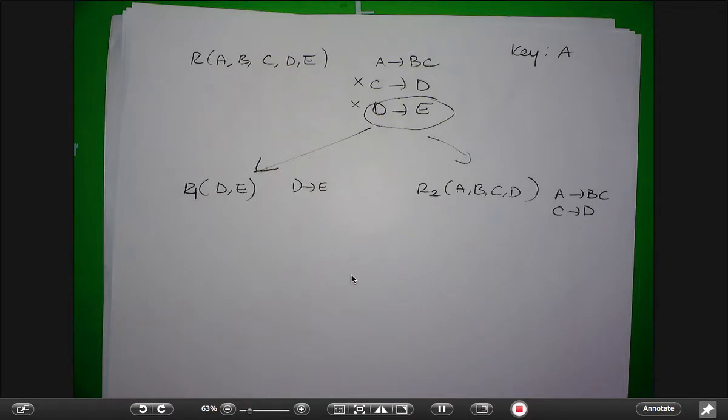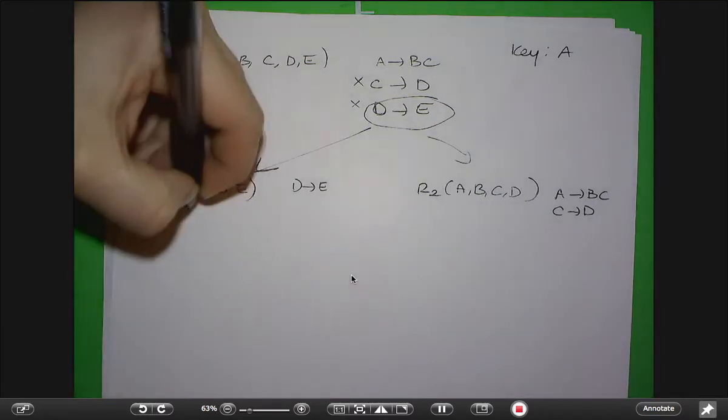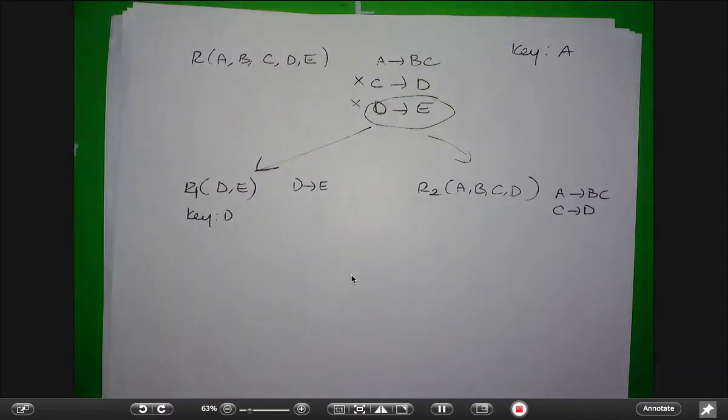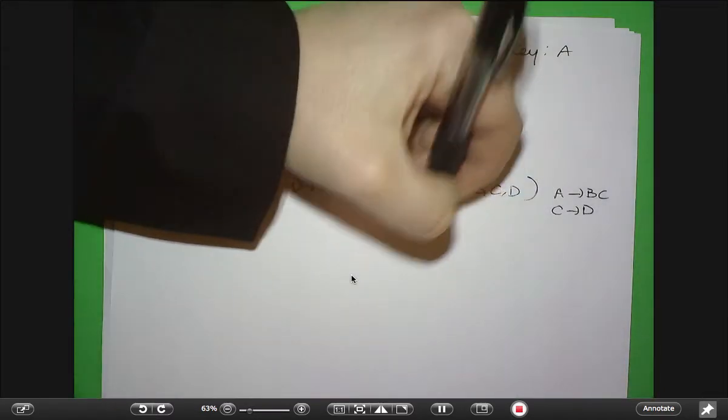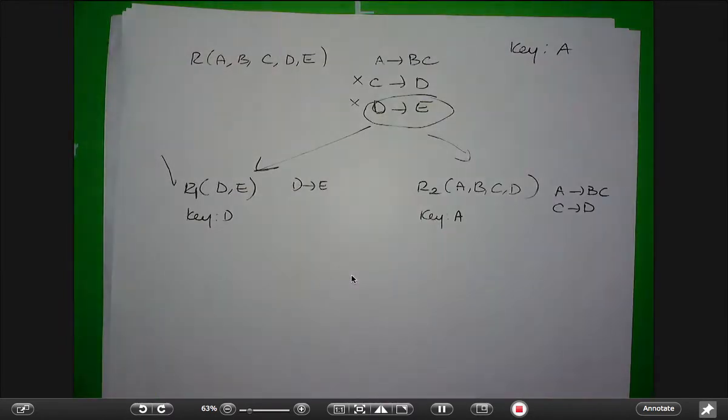Okay? Now ask the same question. I have two relations. What is the key for R1? D. So the key is D. Is R1 in BCNF? Yes. Almost always you will find this one is going to be in BCNF. This is the one that's more interesting. What is the key for R2? A. Is it in BCNF? No, because C implies D is still violating BCNF.